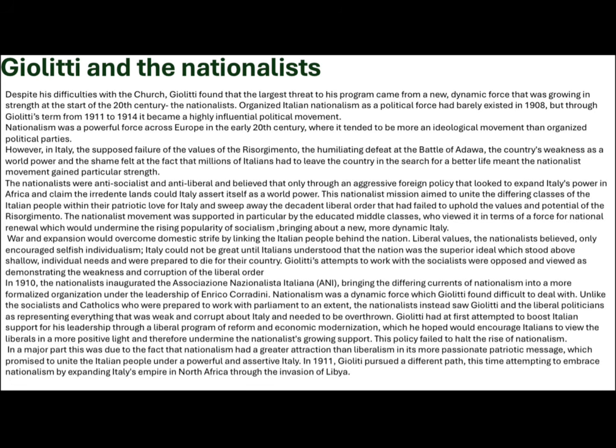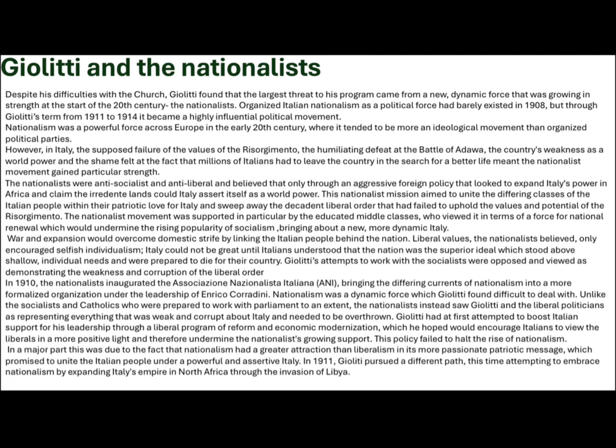The nationalist movement was supported in particular by the educated middle class, who viewed it as a force for national renewal, which would undermine the rising popularity of socialism, bringing about a new dynamic Italy. War and expansion would overcome domestic strife by linking Italian people behind the nation. Liberal values, the nationalists believed, only encouraged selfish individualism. Italy could not be great until Italians understood that the nation was a superior ideal, which stood above shallow individual needs, and were prepared to die for their country.